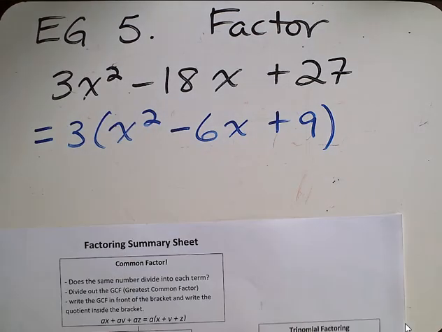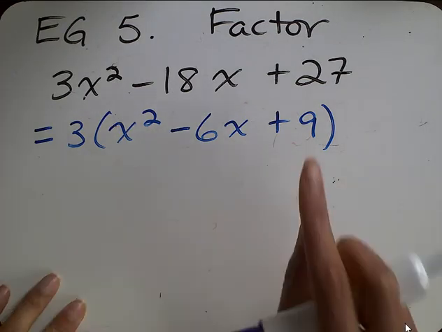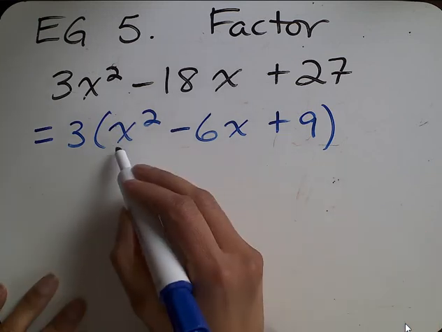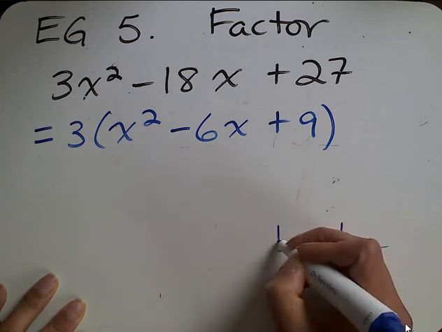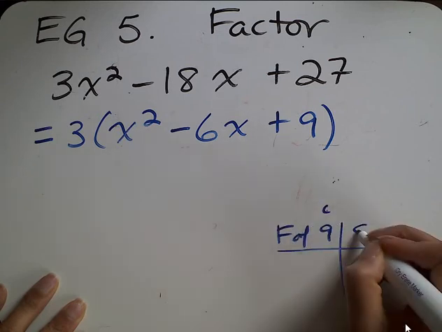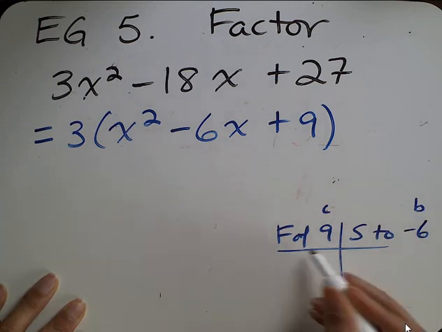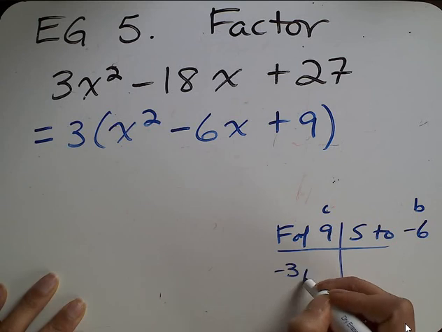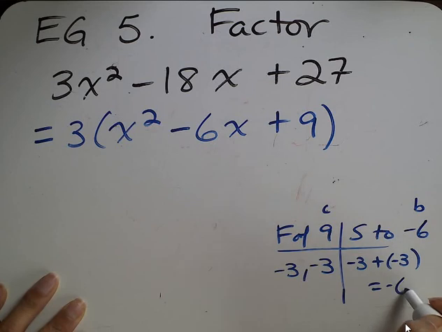Now we take a look at what's in the brackets and we try to factor again. Sometimes we'll be able to factor again and sometimes we can't. I have a trinomial where a is 1, so I'm going to use my quicker chart method. We're looking for factors of c, which is 9, that add up to b, which is negative 6. Try to think about the numbers that work. Remember to pause the video at any time and try to do the work on your own. The numbers that do work are negative 3 and negative 3, because negative 3 plus negative 3 is negative 6.